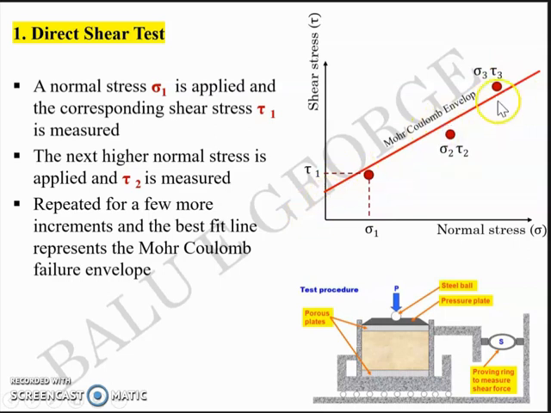So that line is a Mohr Coulomb failure envelope, which will have an intercept, which is the cohesion or the cohesive strength, and it will have a slope phi, which is the angle of internal friction. So in short, when you have at least 3 points, sigma 1 tau 1, sigma 2 tau 2, and sigma 3 tau 3, you can draw a line which will have an intercept C and a slope phi. So C and phi are the shear strength parameters that we were interested to find.